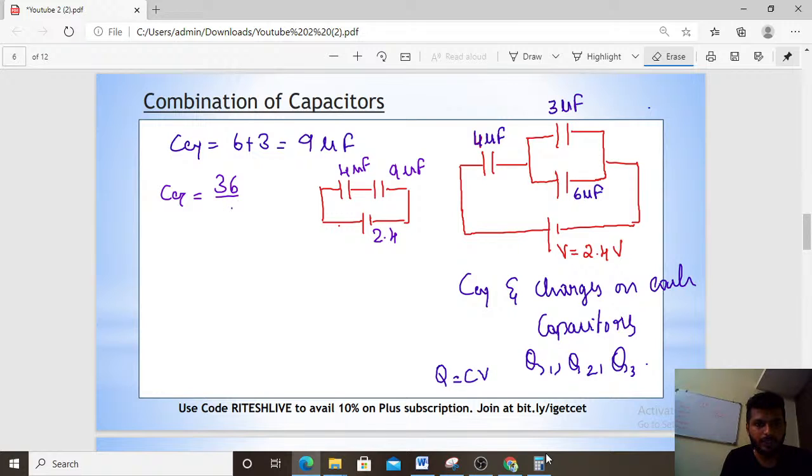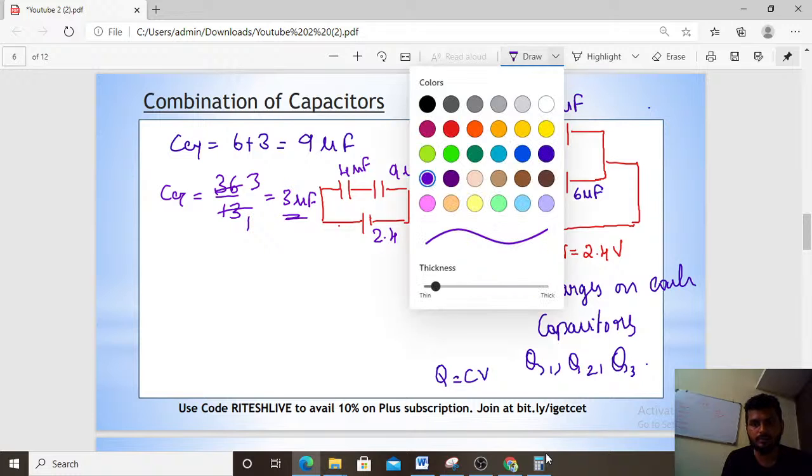R equivalent, C equivalent, right? So 4 and 9 for the 36, 36 by 9 is 4, plus 9 is 13. 13 ones are 13, so C equivalent will be 3 microfarad. So this is the first answer we get, C equivalent.